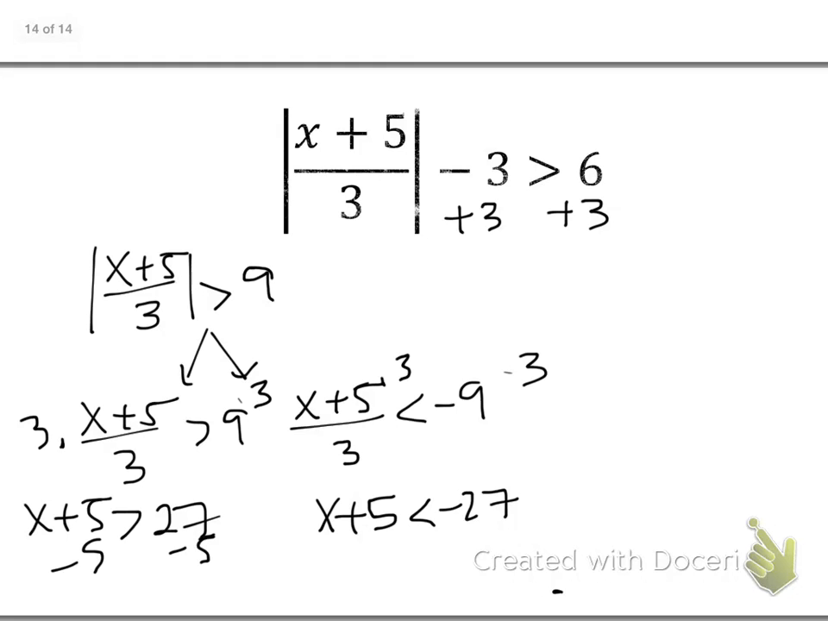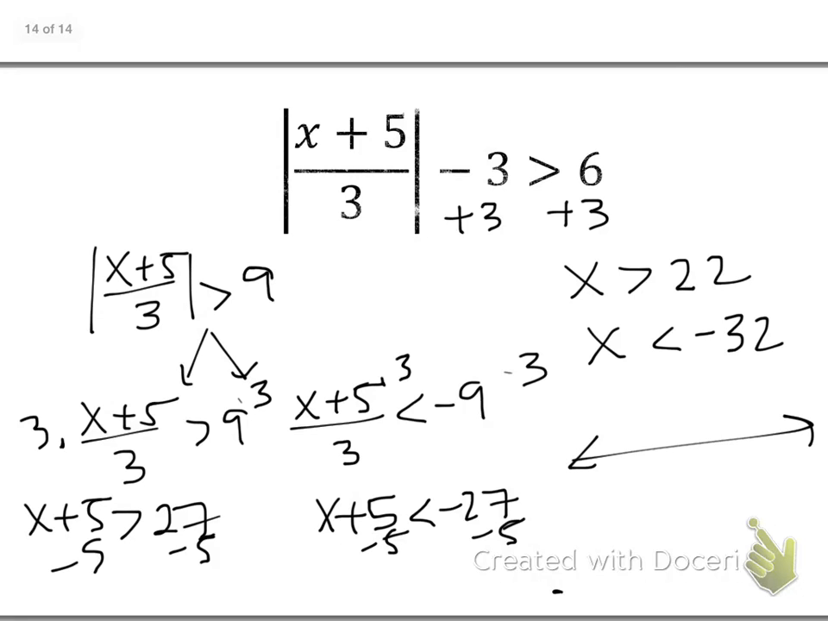Subtract 5. So now I have x is greater than 22. When I subtract 5 here, I have x is less than negative 32. So they're both open dots. This one is shaded to the left, this one is shaded to the right.